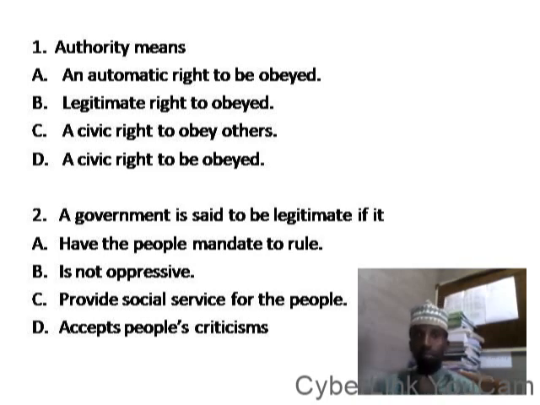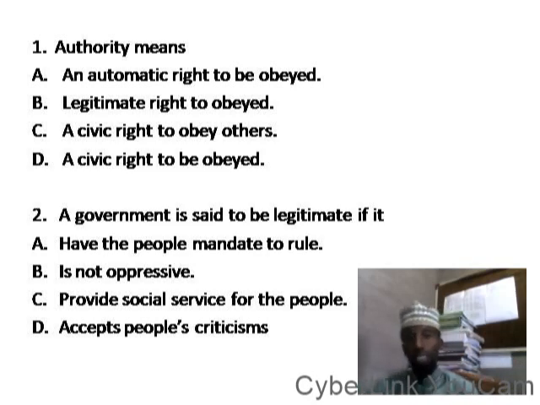Authority means: A, automatic right to be obeyed; B, legitimate right to be obeyed; C, a civic right to obey others; D, a civic right to be obeyed. As I said earlier, authority is a legal right. And legitimate right is the same thing as legal right, telling us that option B is the correct answer. A legitimate right to be obeyed, unlike power.